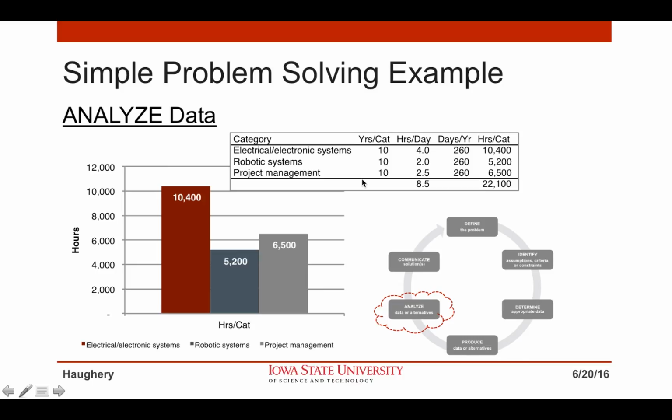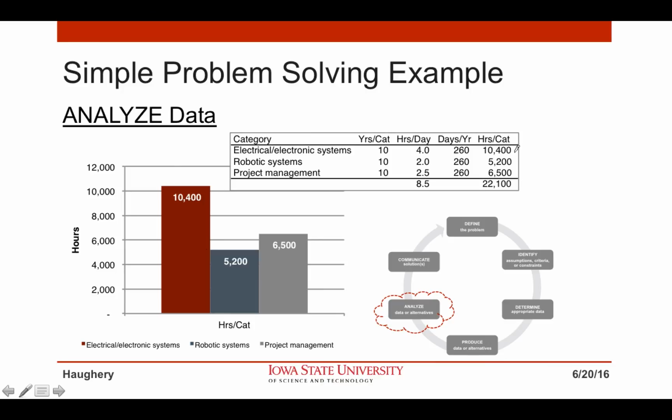Doing that, I see that I have 10 years I've worked in each of these categories. I've worked roughly 4 hours, 2 hours, and 2.5 hours per day in each of these. And I've spent 260 days a year, so that's 52 weeks times 5 days a week. That's a very common number of days a year that you'll work. And then of course 10 times 4 times 260 is 10,400.